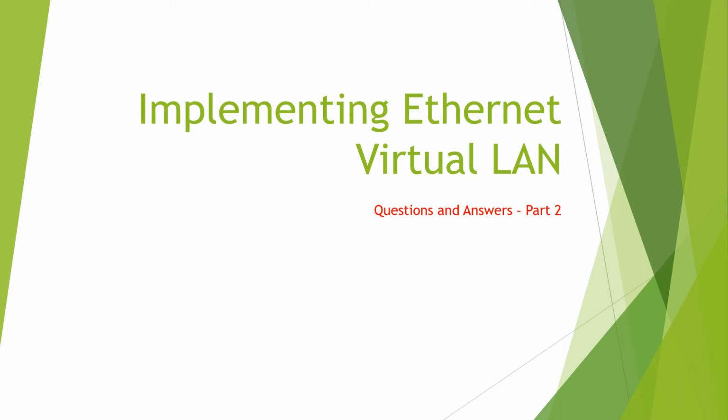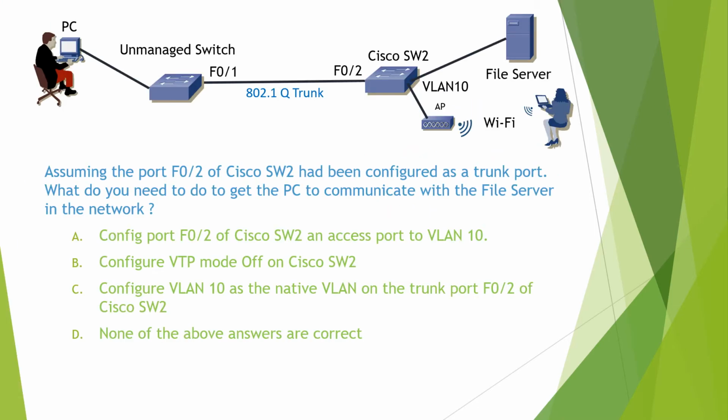In this video, we talk about implementing Ethernet virtual LAN. Assuming the port F02 of Cisco SW2 had been configured as a trunk port, what do you need to do to get the PC to communicate with the file server in the network?